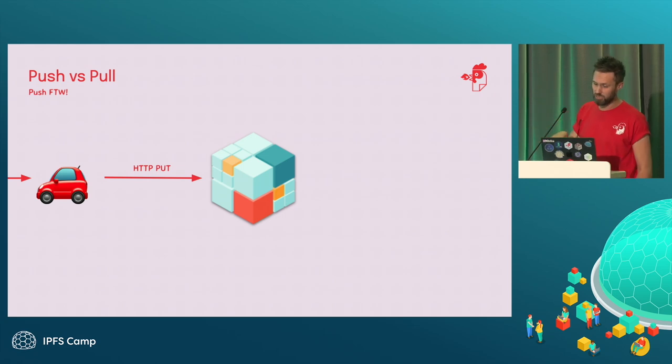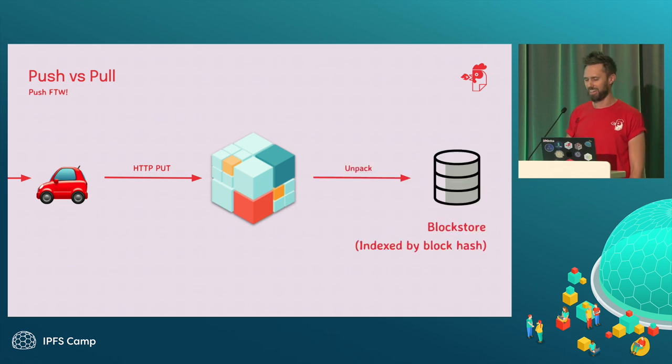Once cluster receives it, it will actually put it to multiple nodes. What it does is it will take that car file, unpack it, and for every block that it finds in that car file, it will actually put a block in its block store. The block store is, as you can imagine, indexed by the hash of the block. So when IPFS cluster needs to serve that back to someone, it'll get asked for a CID, and it can go to the block store and grab that data and send it back.